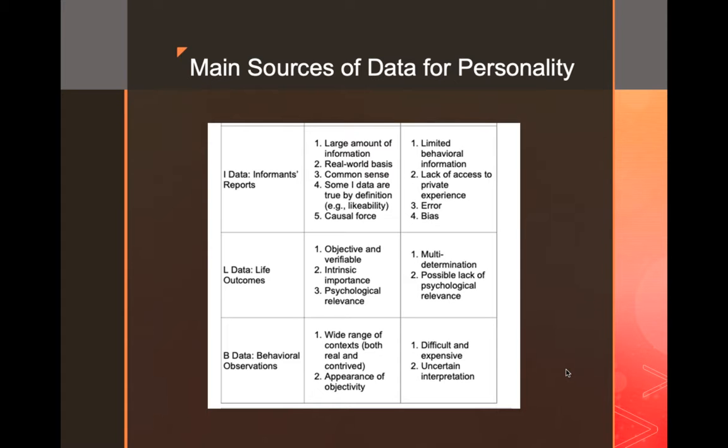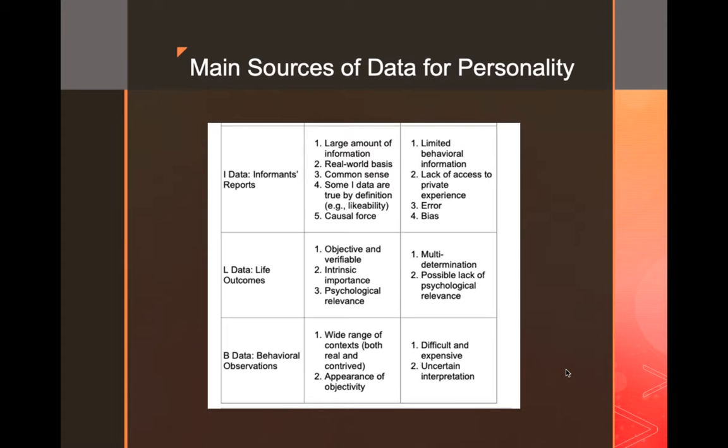However, the disadvantage is that it can be multi-determined, right? Life outcomes may not always be the result of what that particular person is feeling or that particular variable that you're looking at. The person may have lost their job not because they're depressed, but because the economy is really bad, right? So that's one of the disadvantages of collecting data merely on life outcomes.